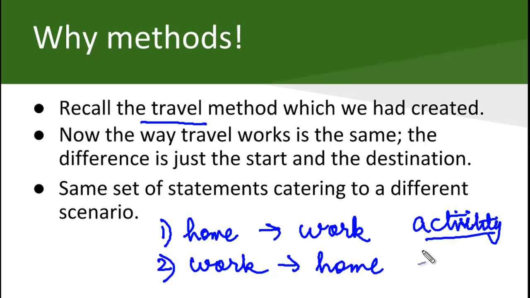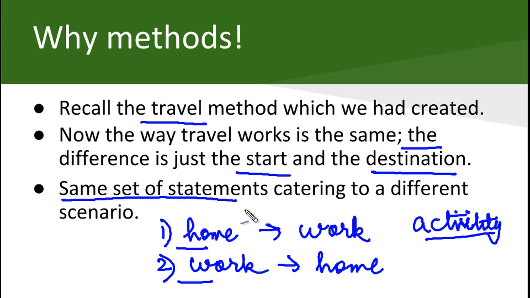So just ignore the spelling. The activity is the same, that you are traveling, but in the first case you are traveling from home to work. In the second case you are traveling from work to home. So the only difference is the start and the destination. So methods have the same set of statements and they cater to different scenarios. So they help us model the real world and also save a lot of redundant code.